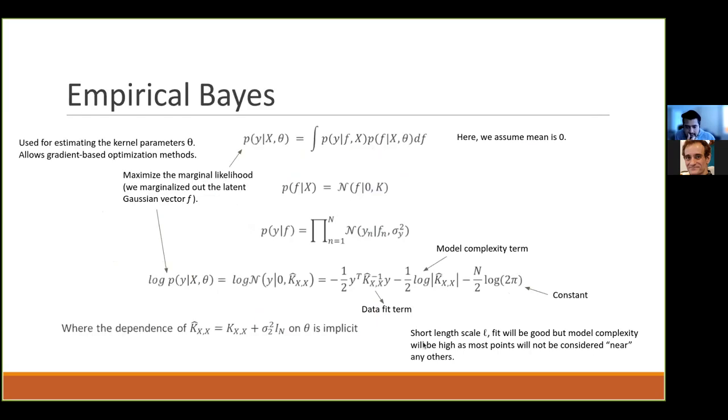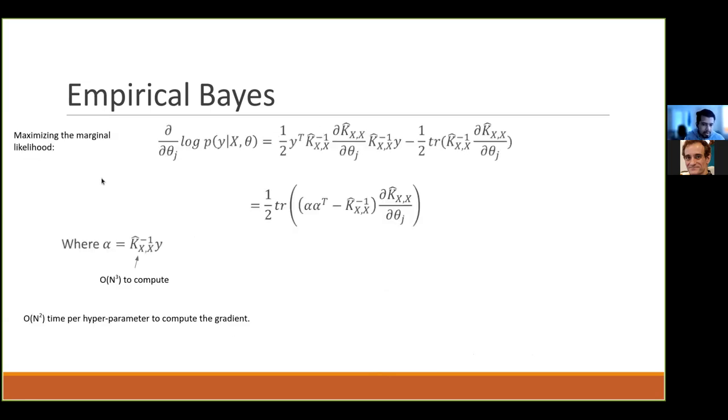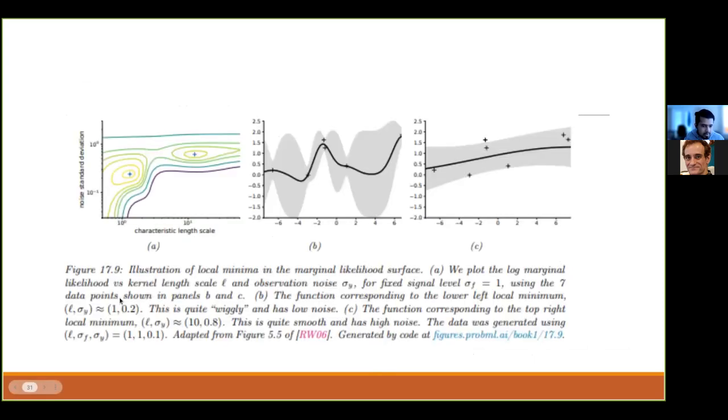What it means is, if we use a short length scale L, then the fit would be good but the model complexity would be high. By good fit, it means this would be zero, and model complexity being high means this would be large. In that case, most points would be considered near any other points. Again, this takes O(n cubed) time to run.